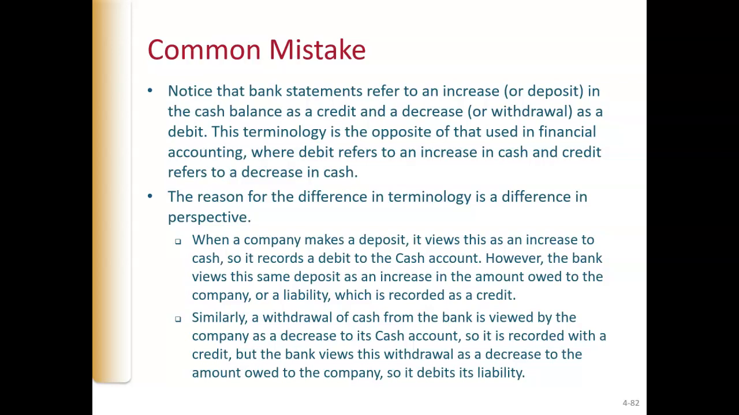From the bank's perspective, your money is a liability to them. When a company makes a deposit, it views this as an increase to cash, so it records a debit to cash. But the bank views this same deposit as an increase in the amount owed to the company, or a liability, which is recorded as a credit. Okay? Does that make sense?